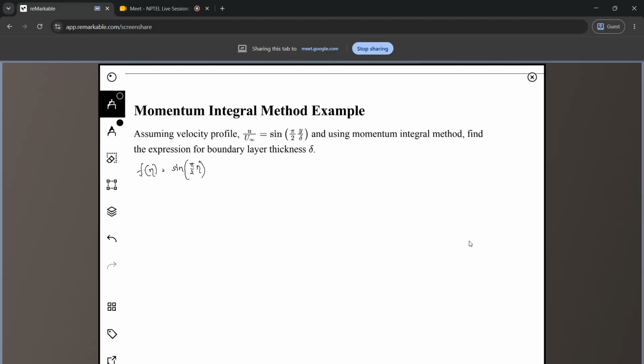Now, how do I solve for the boundary layer thickness from this equation? So we again use the momentum integral method, where we have rho u infinity square times d delta double star by dx given by the wall shear stress. So how do we compute each of these terms? Delta double star is the momentum thickness value and tau w is the wall shear stress. So first step is tau w. How do I calculate tau w?